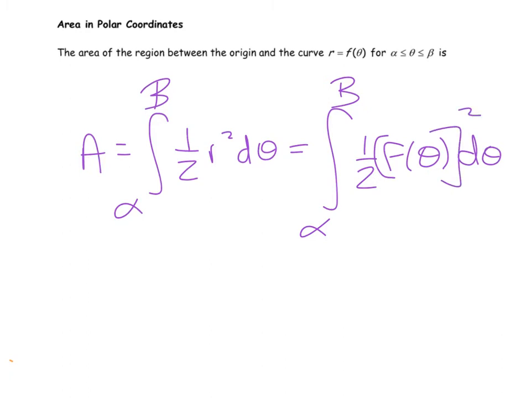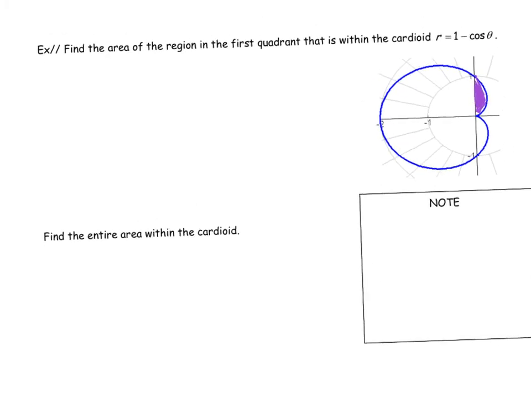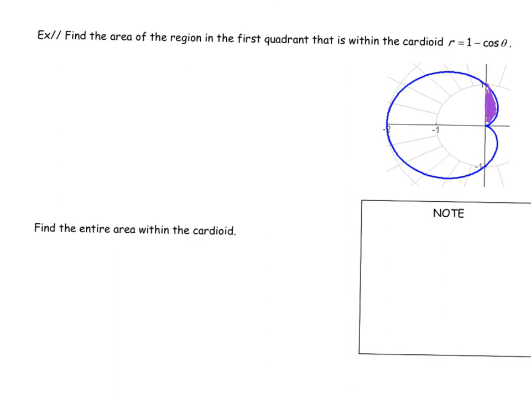Right. So now let's see how we can apply this. This says find the area of the region in the first quadrant that is within the cardioid 1 minus cosine of theta. So that's describing this section right here. We want that area. To do that, we're going to use our formula. The formula says that to get that area, it's just the integral from the theta values between which that section of the curve is traced.